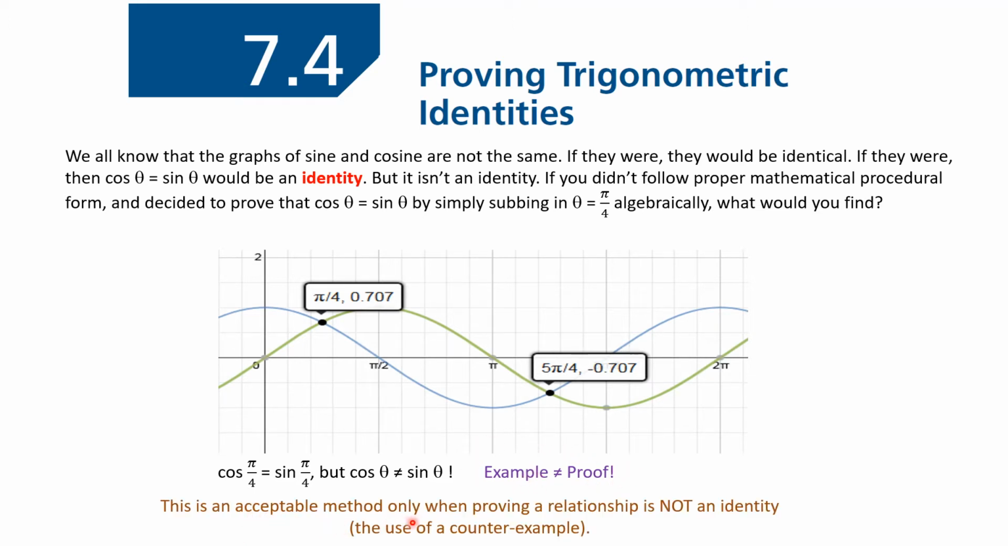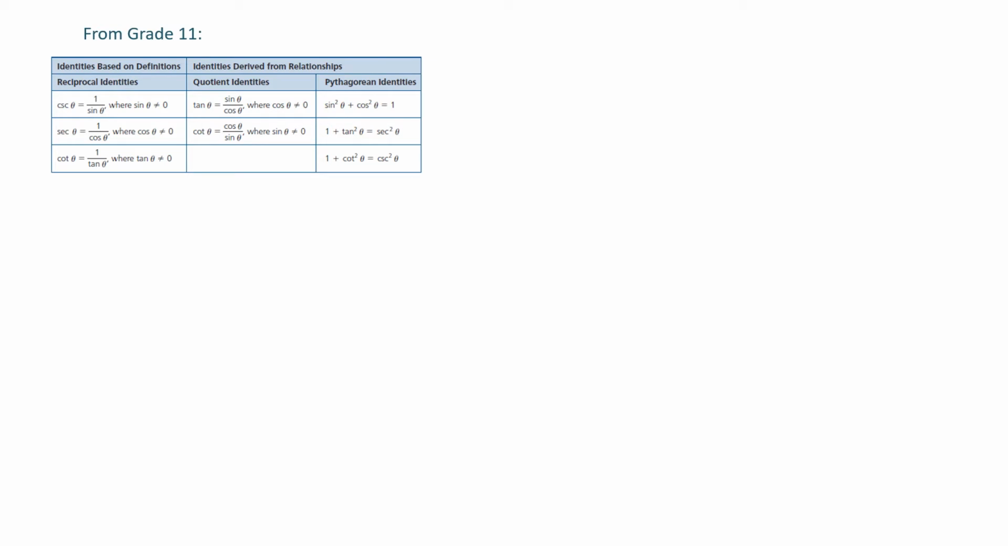This is only an acceptable method to use if you're trying to prove that it's not an identity. And sometimes you get questions like that. You'll get a question to say, prove that cos theta does not equal sine theta. Then you would sub in a number, not pi over 4, because that wouldn't prove your answer. You'd pick something else like pi over 2. You would get two different answers. So a counter example is okay if you're proving it's not an identity. But when you have to say that two functions are equal to each other, you can't sub in to just find an example.